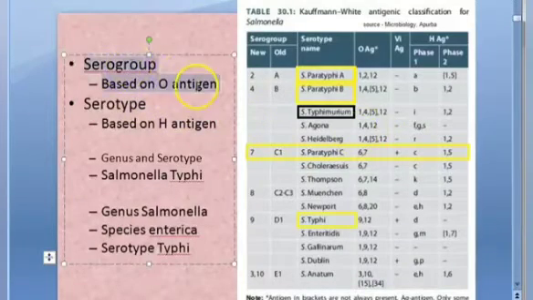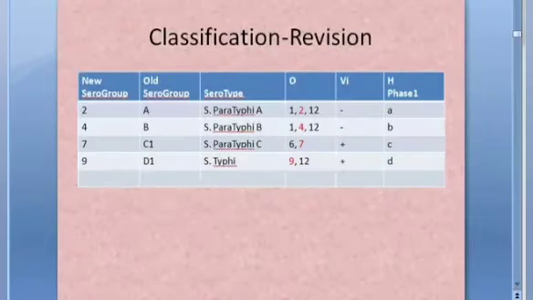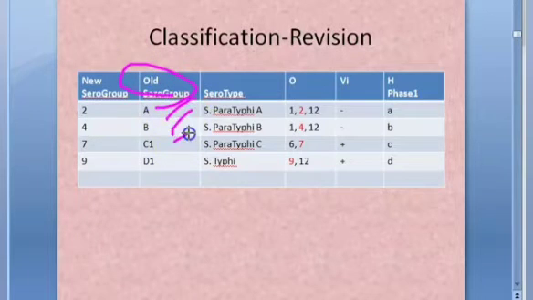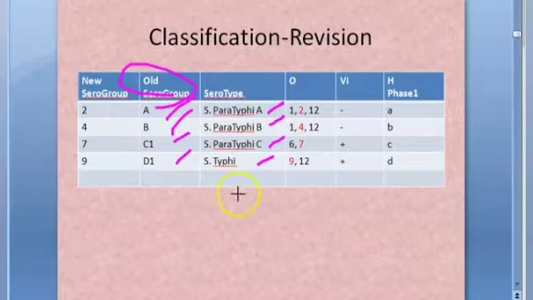Now, based on the antigens, you have the serogrouping and the serotyping. Just look at this. You have the old serogroup: A, B, C1, D1. There you have Salmonella paratyphi A, Salmonella paratyphi B, Salmonella paratyphi C, and Salmonella typhi. These are the important ones. There are a lot of other Salmonellas.